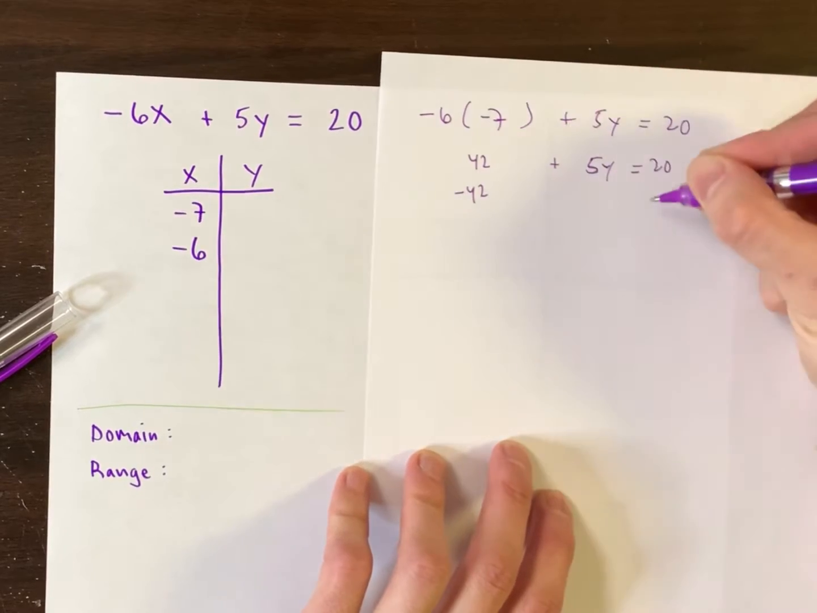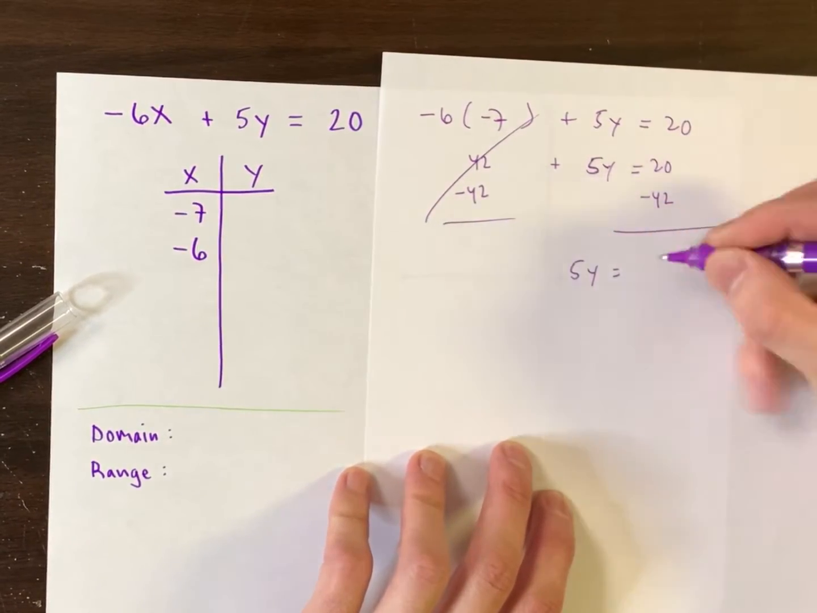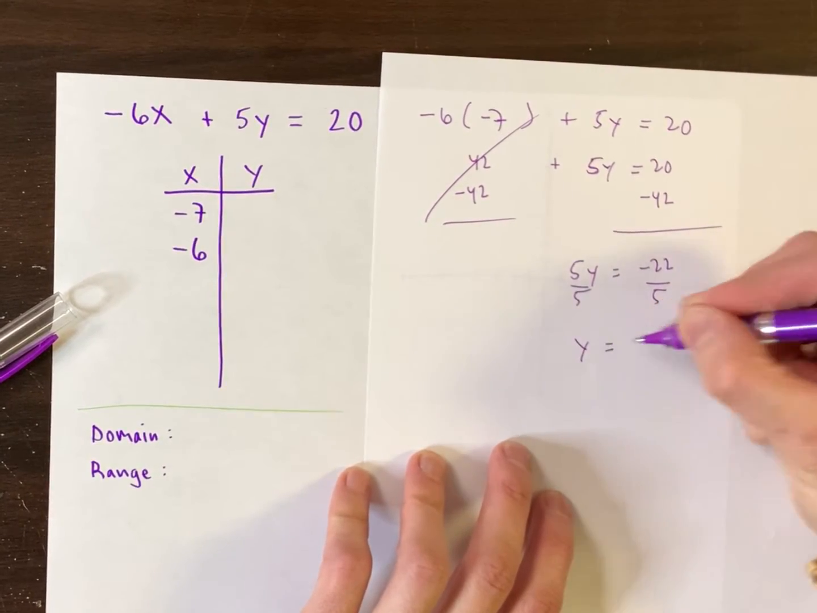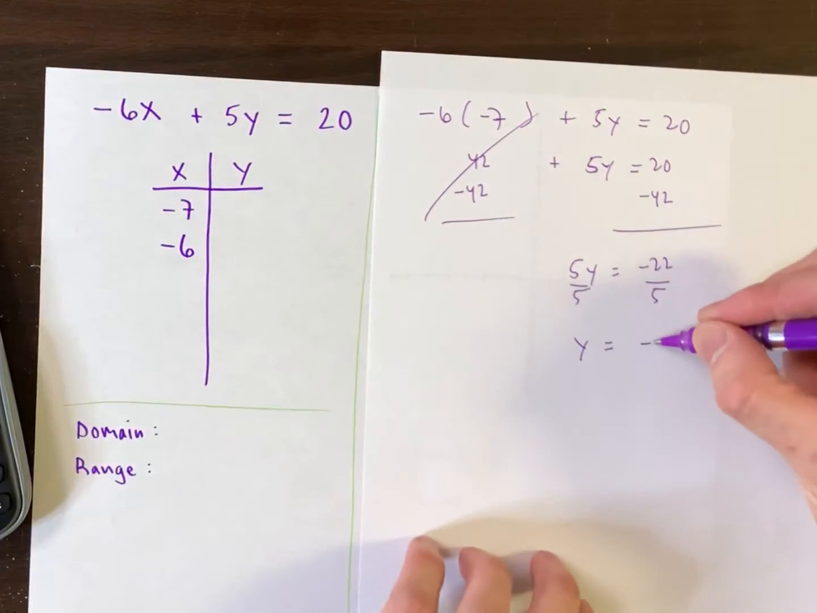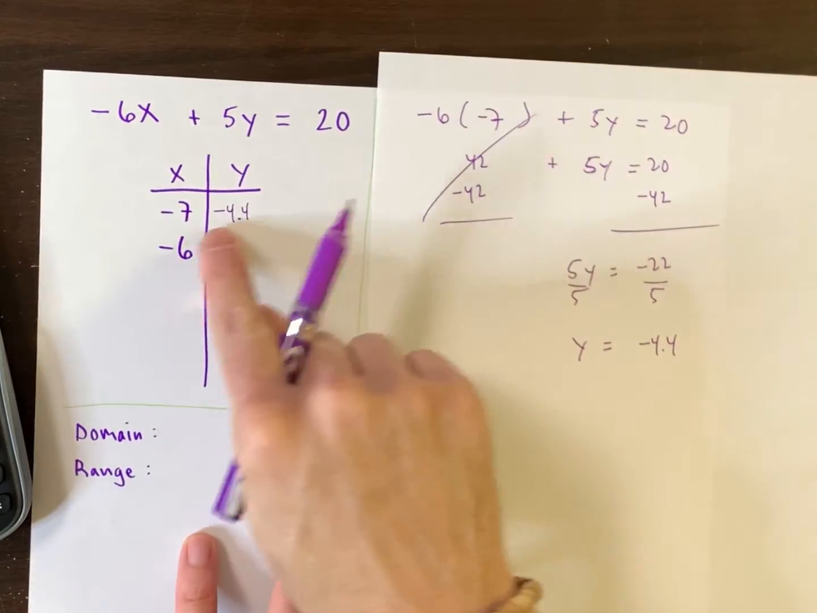Let me subtract 42 from both sides so that 5y equals -22. Then if I divide by 5 and turn this into a decimal on a calculator, it would say -4.4. So that is the y that goes with this x.